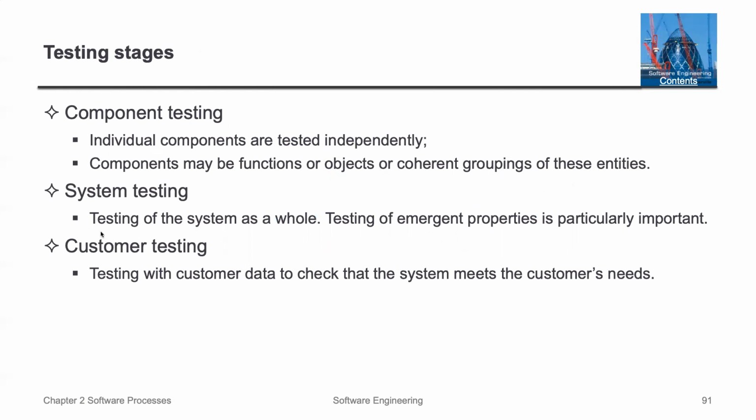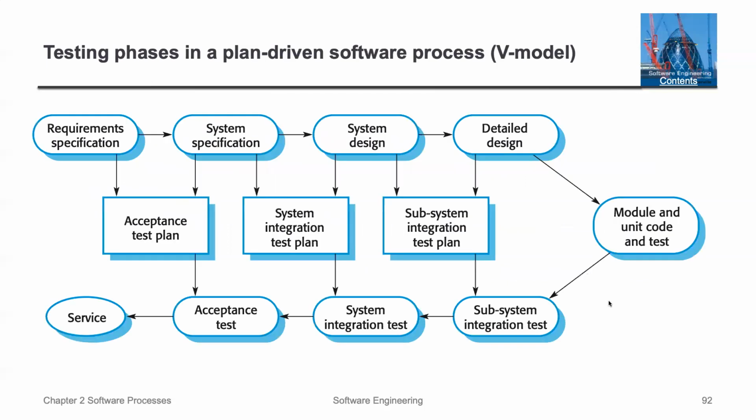This is something you still do in-house, and you test the system as a whole. And then you want to be looking at the emergent properties. How does it actually characterize, and what do the outputs look like, and does it seem to be meeting what you perceive would be what the customer would want? And then you get into this final step when you actually do the customer testing. This is testing with the customer data to check that the system meets the customer's needs.